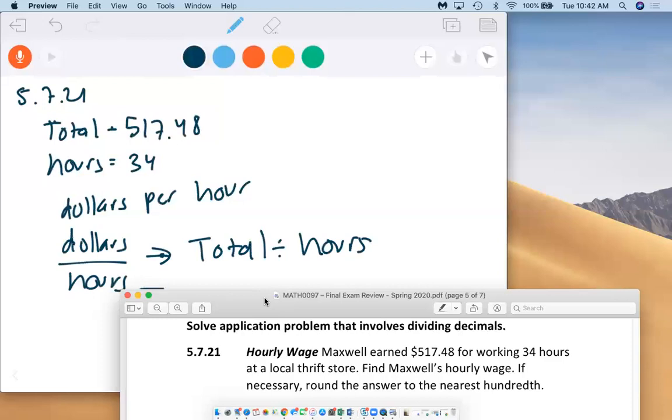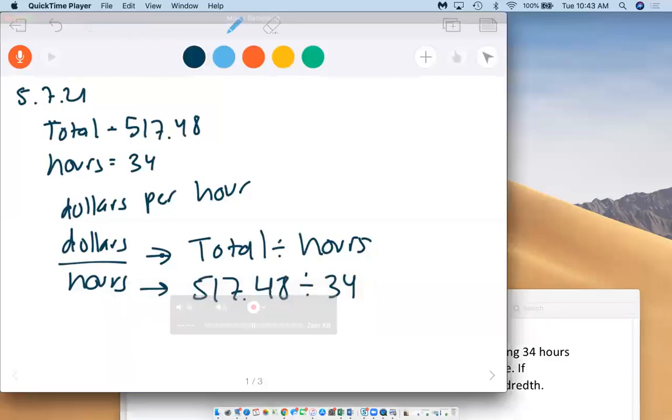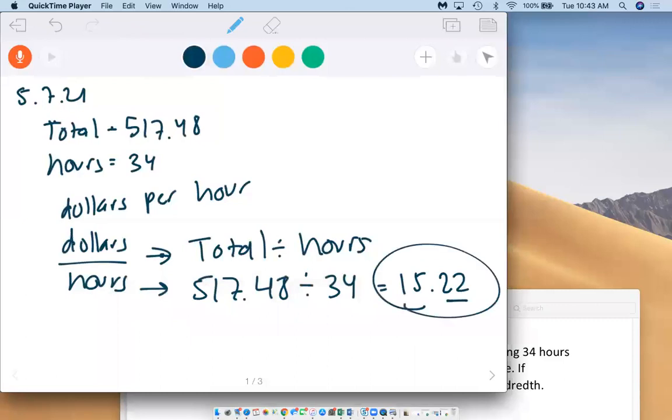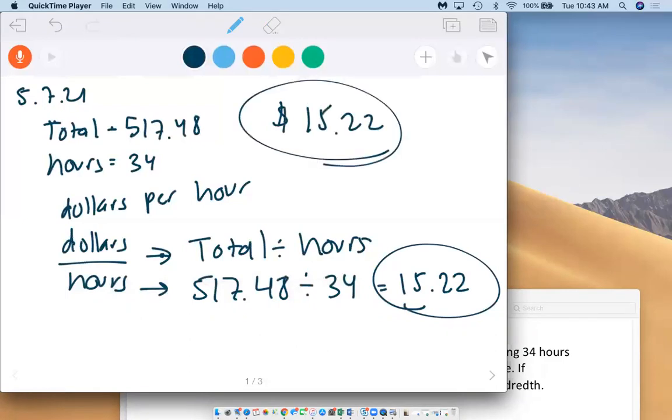So that tells us then that we need to do 517.48 divided by 34. We really don't need to do the long way. Just identify that. So let's go ahead and divide that. We get 517.48 divided by 34, and we get 15.22. There are no more decimals, so we don't need to round it. That means his total hourly rate is $15.22. And remember to pay close attention to the units because it will ask you that in the drop down.